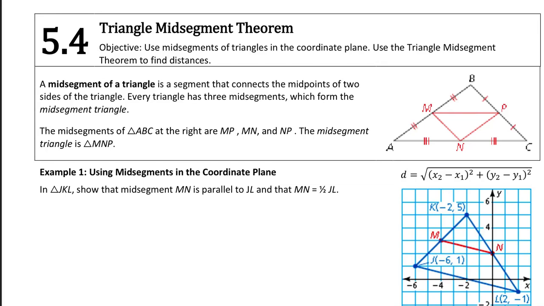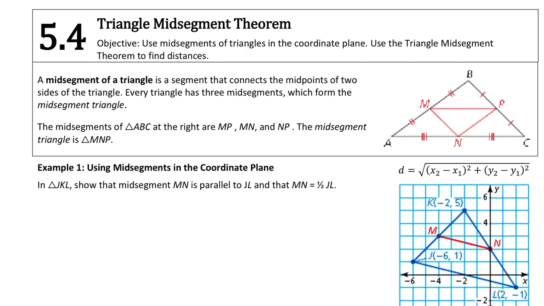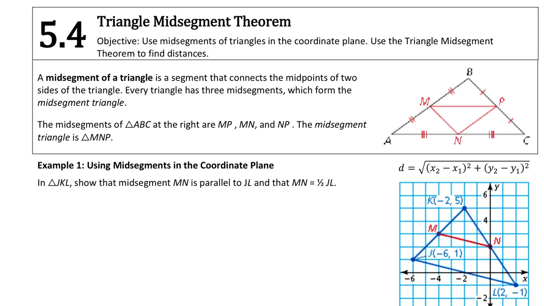Okay, so for lesson 5.4, we're going to be talking about something called a mid-segment of a triangle. This is a new vocabulary term, but I think this one is a little bit easier to understand than the previous ones we've covered in this chapter. I'm going to start with a definition. A mid-segment of a triangle is a segment that connects the midpoints of two sides of the triangle. So a mid-segment connects the midpoints of two sides of a triangle.